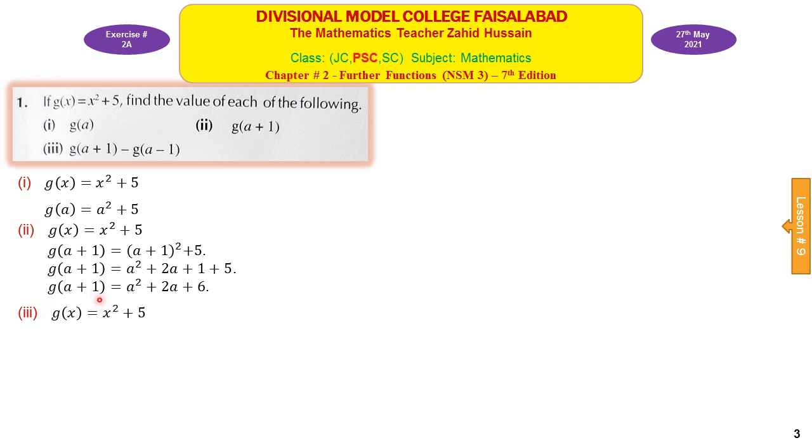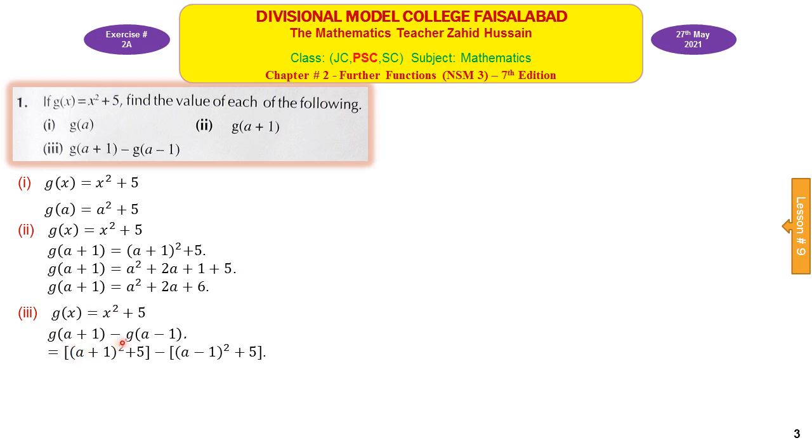And its third part is, in this you are asked to find the values of this function at x is equal to a plus 1 and at x is equal to a minus 1, and then subtract these two values. So we will solve this like this. First we will write the value of this function when x is equal to a plus 1 within the square bracket.